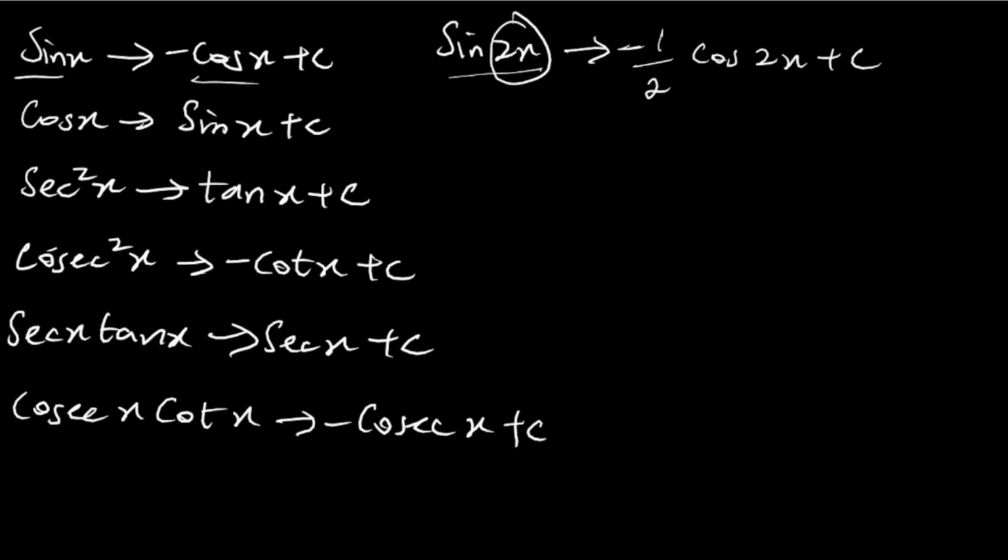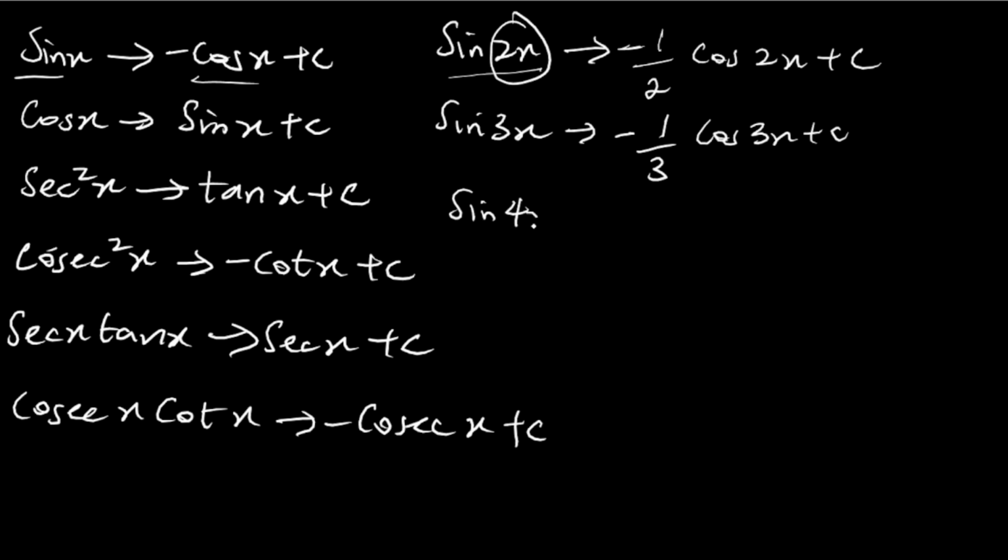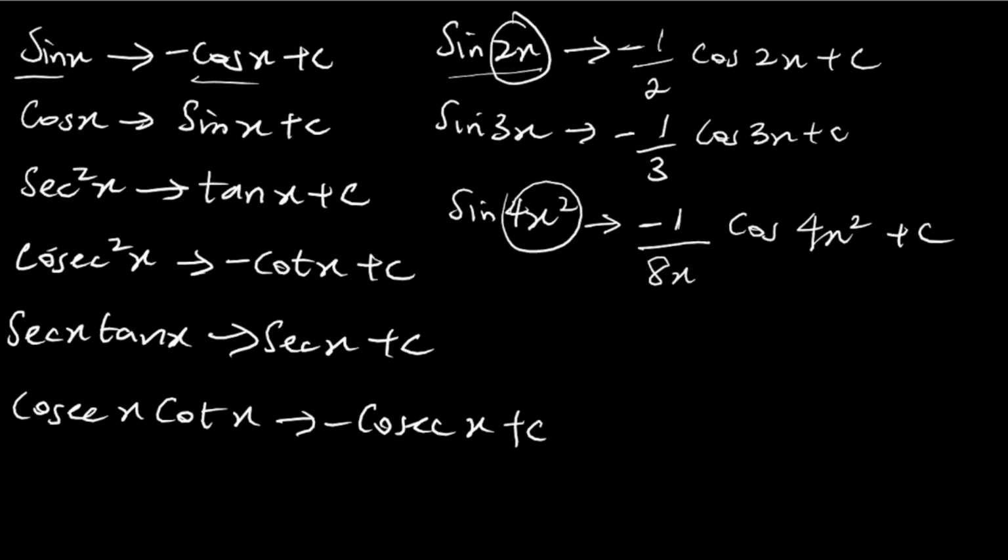Let me explain this. Differentiating 2x, what will it give you? It will give you 2. So let's assume we have sine 3x. This implies minus 1 over 3 cos 3x plus c. The same way, if we have sine 4x squared, this will be minus 1 over, differentiating this gives 8x, then cos of that same thing again, which is 4x squared, plus c. So this is actually a very fast way you can do these things without stressing yourself.